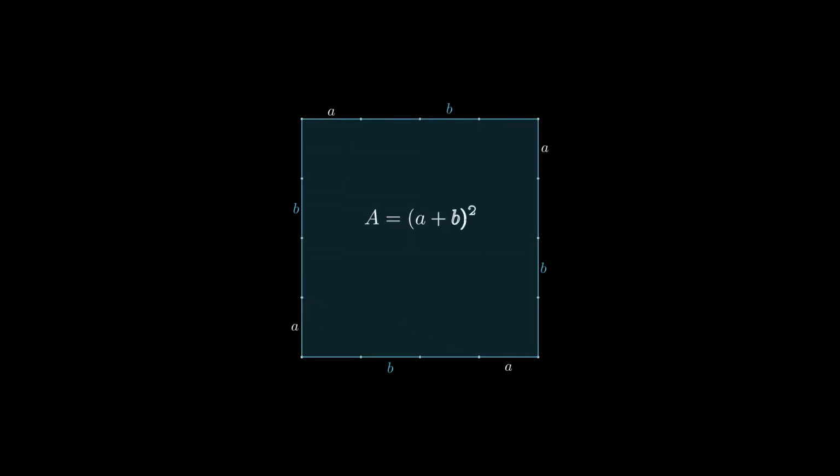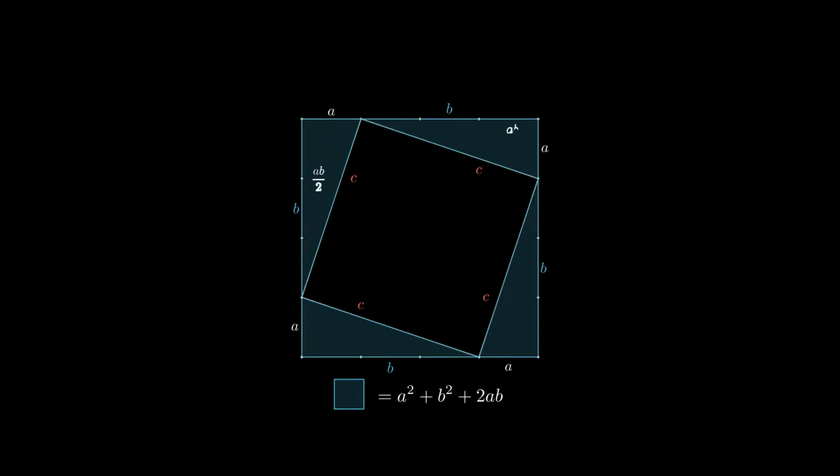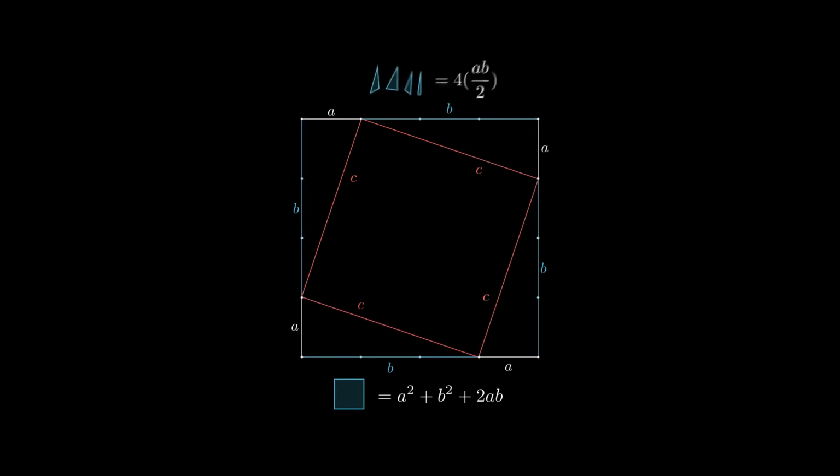The blue square has an area of (a plus b) squared. The same area can be found by replicating the initial triangle. Each blue triangle has an area of ab over 2, of which we have a total of 4.